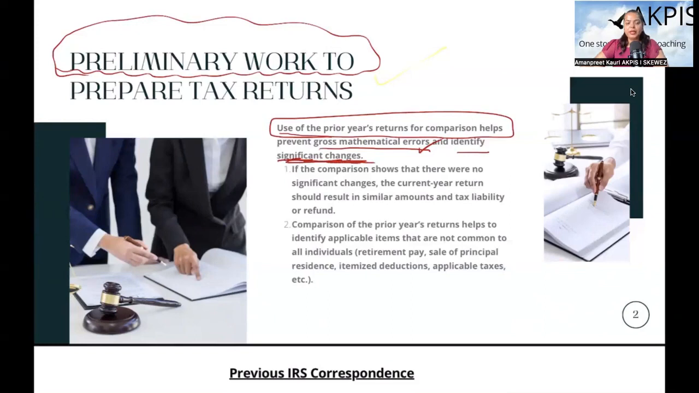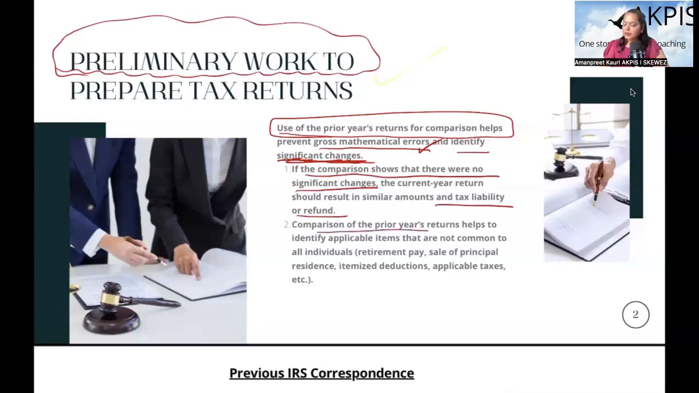That means, to ensure accuracy, if there has been any substantial change, for example, you sold your property, right? That's a kind of substantial change. You're supposed to pay taxes and all that on that also. So the previous year income tax return serves as a base to identify any major changes to ensure accuracy, so that the current year tax return can be filed properly. If the comparison of the current year return with the previous year shows there are no major changes, then the amount of tax liability or the refund, if any, will be similar.